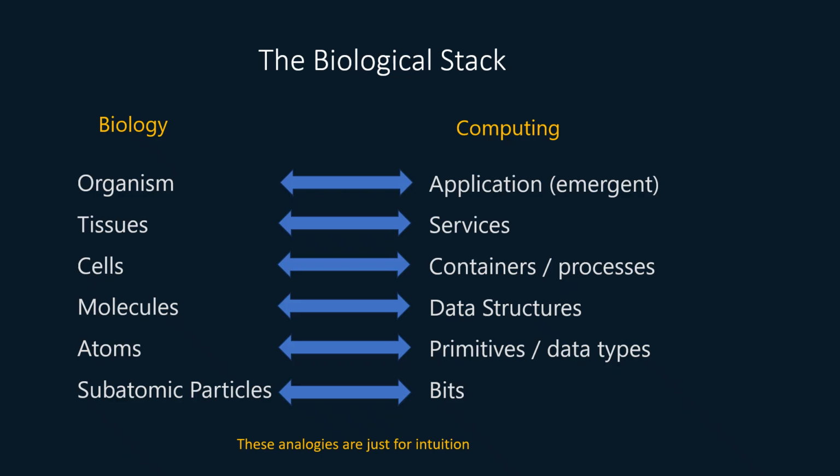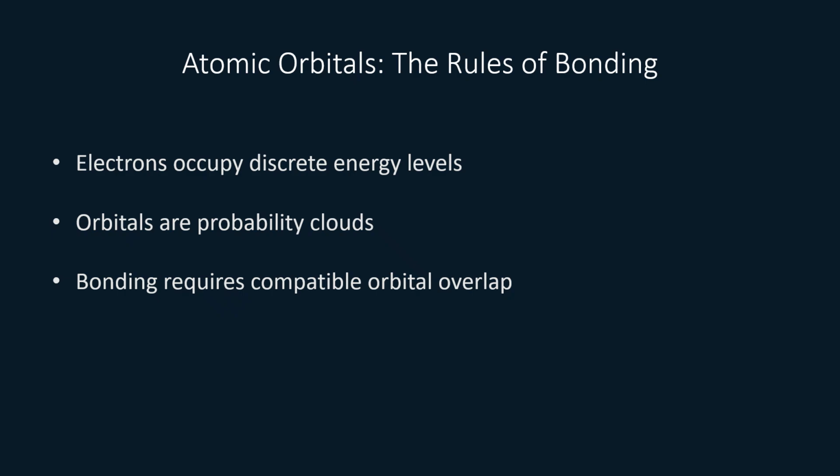Let's start with atomic orbitals. At the lowest level, chemistry is governed by atomic orbitals. Chemical bonding only happens when orbitals overlap in compatible ways. For our drug design, these rules decide whether binding is even possible.